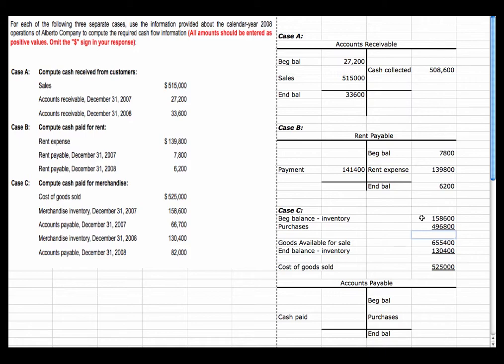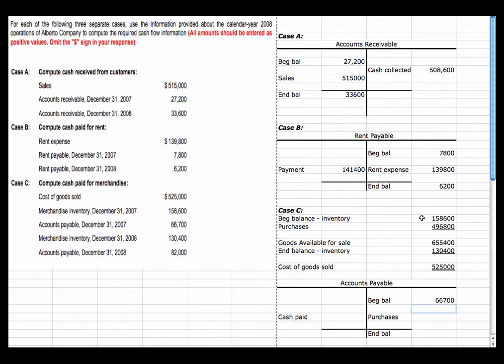So I purchased $496,800 worth of inventory. Now, if all those purchases, the $496,000, were on credit, now we can go apply it to the T account for accounts payable. Now, according to this problem, the beginning accounts payable on December 31st, 2007 was $66,700. Now, accounts payable is a liability with a normal balance of a credit. So therefore, let's put $66,700 over on the credit side.